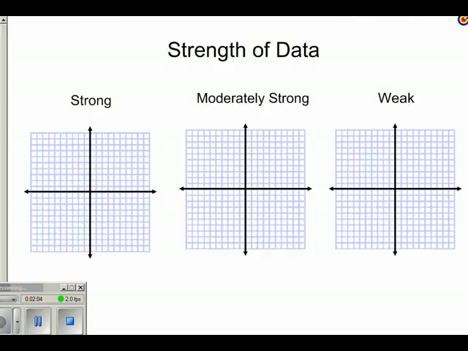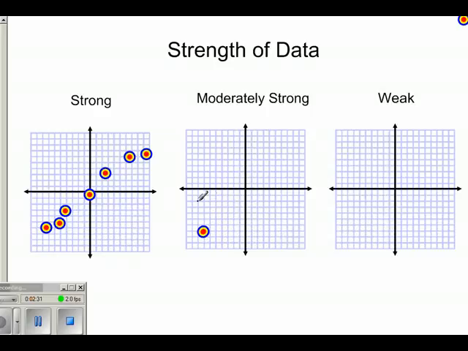Okay, strength of data. When we talk about strength, we're going to be referring to strength as strong, moderately strong, or weak. If data is considered strong, it means I've plotted my points, and they may not be a perfect line, but this is strong linear data. This looks like a really good line. So strong is good. It looks like a line.